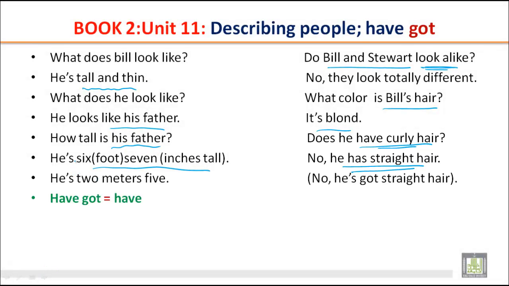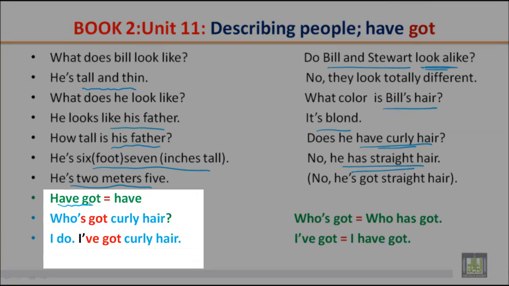So we can also say, how tall is his father? He is 6'7" tall. We can also say he is 2'5". Now, have got means the same as have.